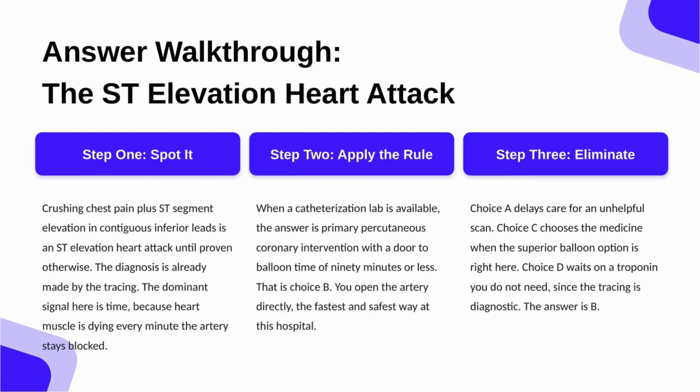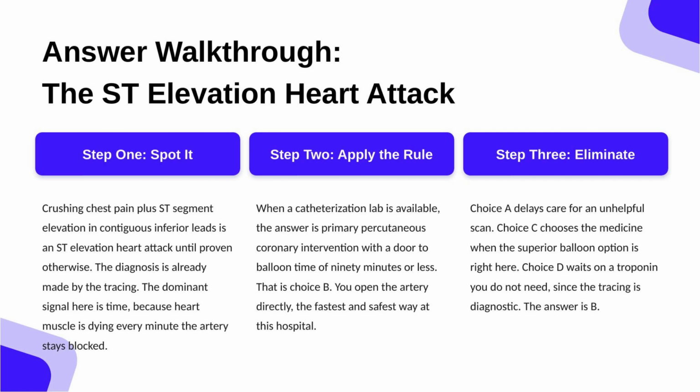Let us walk it through in 3 steps. Step 1, spot it. Crushing chest pain plus ST segment elevation in contiguous inferior leads is an ST elevation heart attack until proven otherwise. The tracing has already made the diagnosis, and the dominant signal here is time, because heart muscle dies every minute the artery stays blocked.